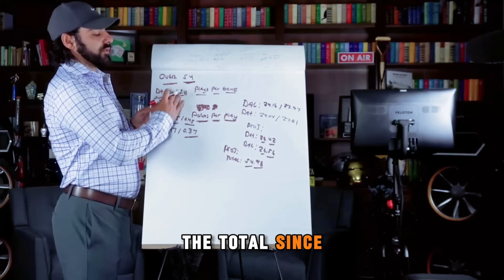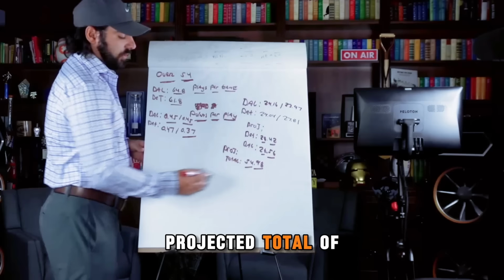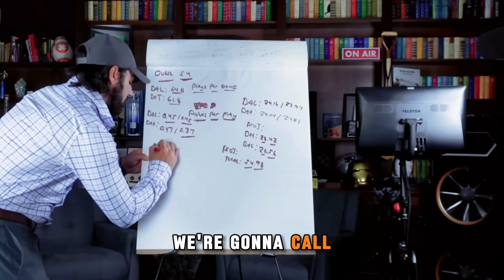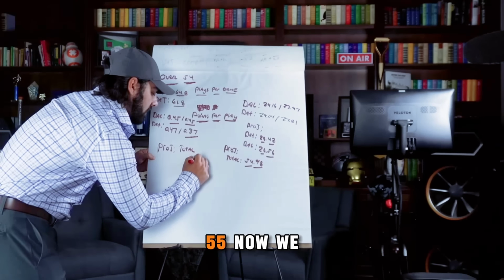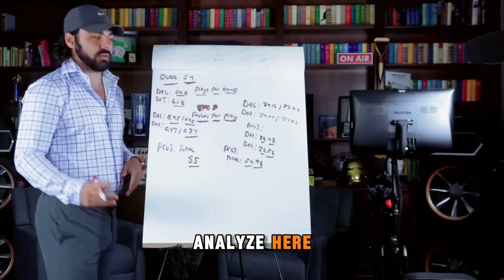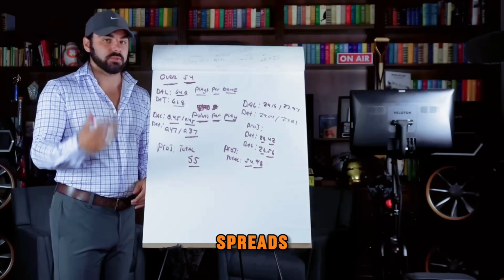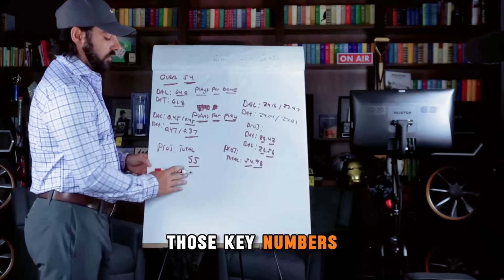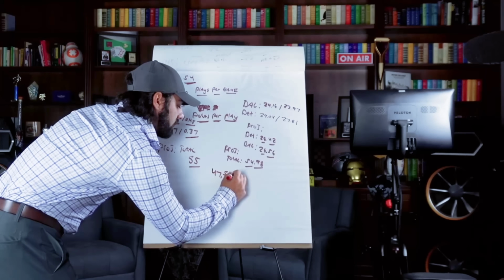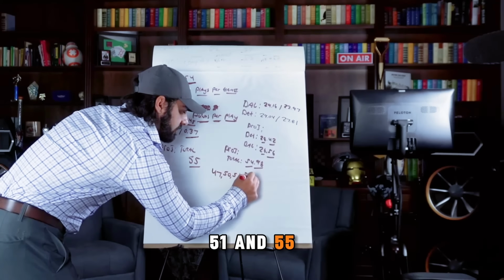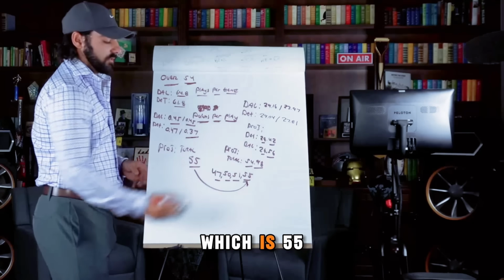So now for the total, since we have all this pretty much planned out here, we got our projected total of 55 points, we're going to call it, okay? So projected total 55. Now we have to look at what number to analyze here. The reason why is because there are key numbers involved when it comes to totals and spreads. So let's write those key numbers down. That would be 47, 50, 51, and 55. Now as you can see, we fall on a key number here for our projected total, which is 55.